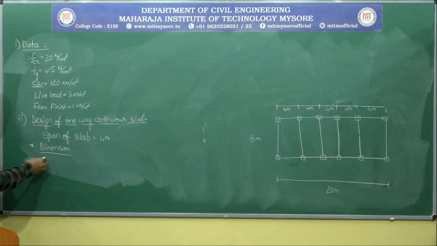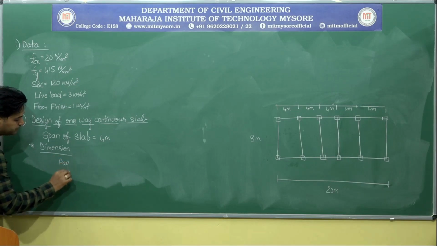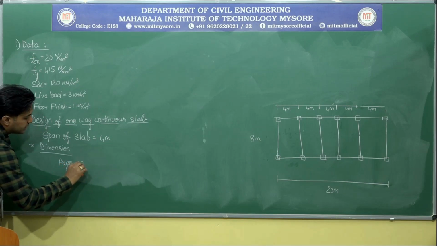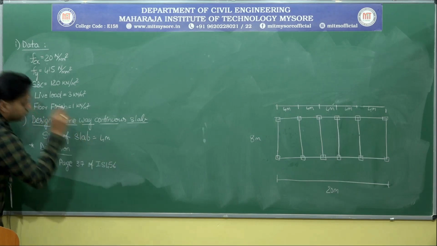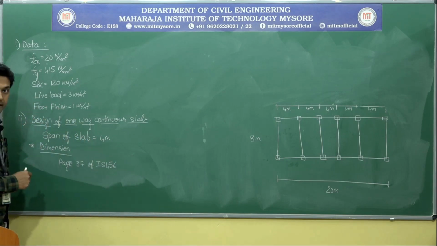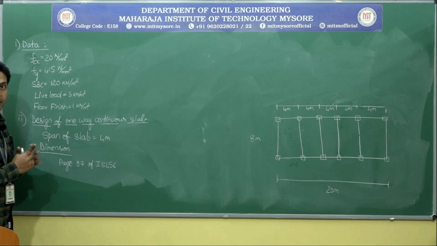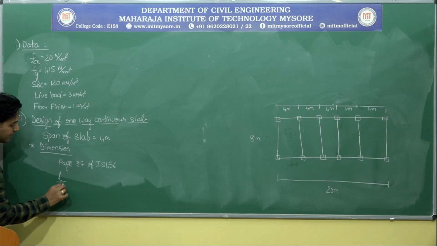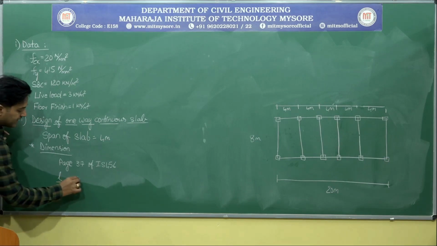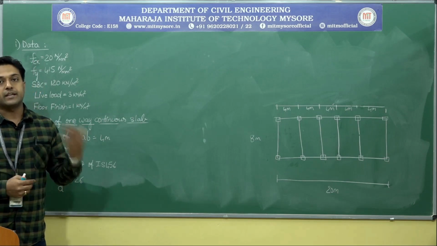I think you people know the L by D ratio. Page 37 of IS 456. What they have mentioned there is, for different beams, simply supported beam, cantilever beam, continuous, like that, beam or slab, both. Here it's a continuous slab, so for a continuous slab the L by D ratio they have given as 26.